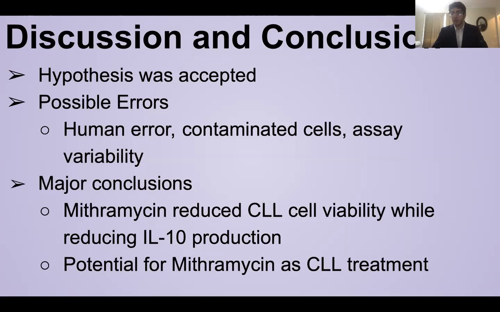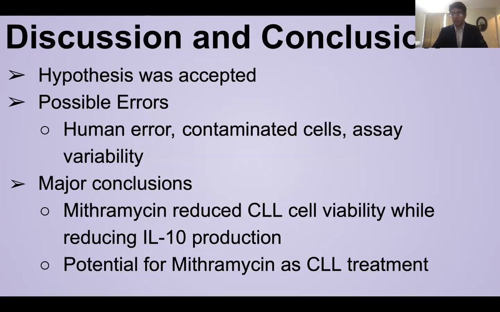However, there could have been some possible errors with my project overall. One possible error is simply human error, which could have led to variability in the assay results that you see in these graphs. Another possible error could have been a contamination problem in my lab last year that could have had a minor effect on my results as well.